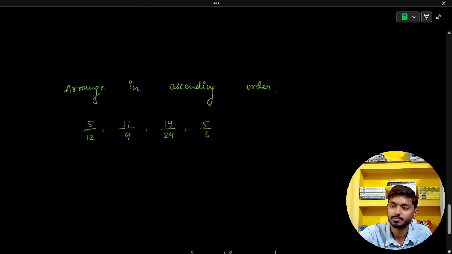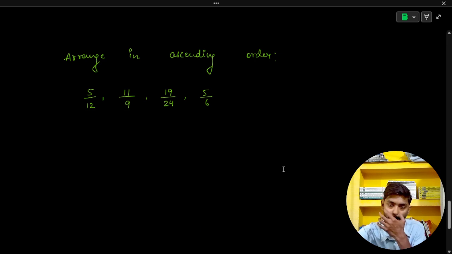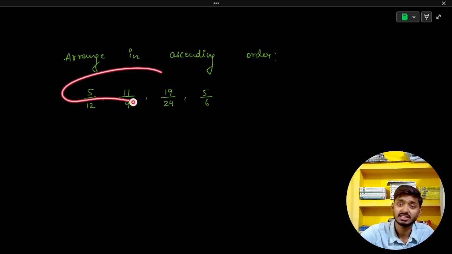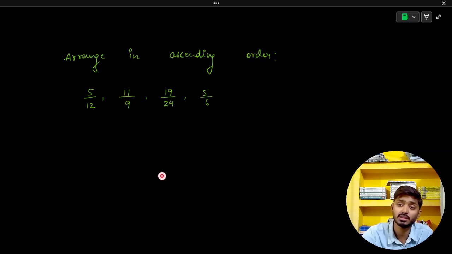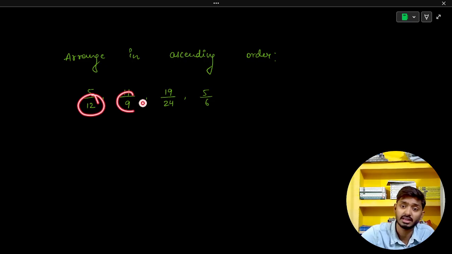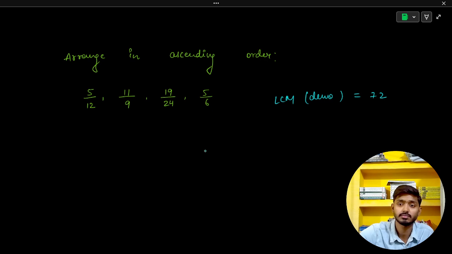Let's solve this again. Arrange these in ascending order. Now, I can see that this time the previous logic does not suit. The LCM of the numerator is very difficult to find. But well, I can easily find the LCM for the denominator. We have 12, 9, 24 and 6. Well, we can say the LCM of denominator to be 72, right?